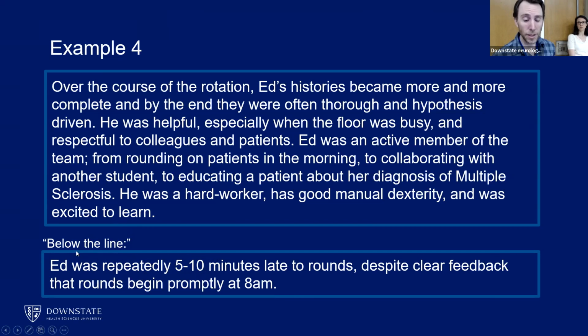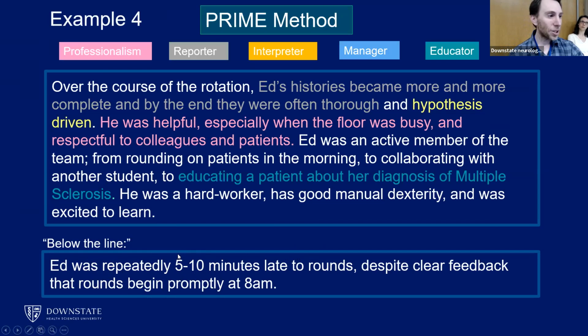Now, you can include something negative like this above the line. If it was egregious, if Ed was repeatedly 3 hours late to rounds, despite clear feedback that rounds begin promptly at 8 a.m., that should be above the line. That should be part of the narrative evaluation. But this is a little bit more subtle. To construct this, we use the PRIME method, and you can see we discuss his abilities as a professional, reporter, interpreter, and educator.